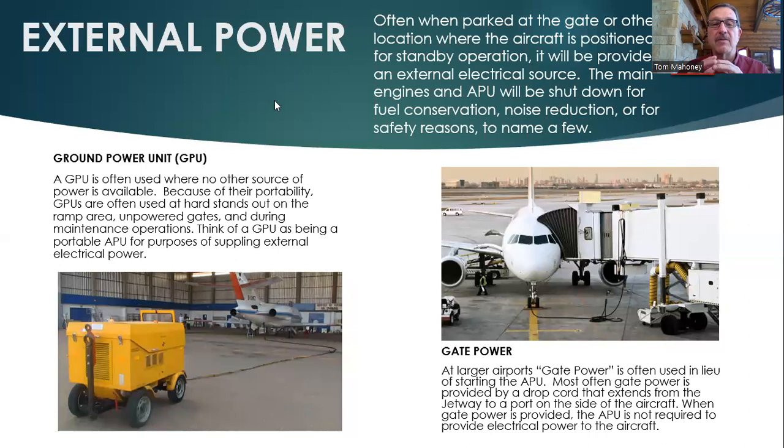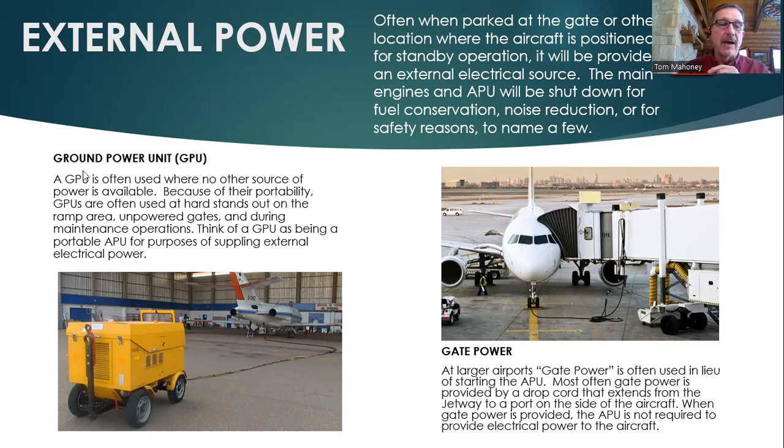And this will be a discussion on external power. This is not in your iPad. This is not specifically related to the CRJ 700. So this is just a little bit more additional information. External power is used for the purposes of providing electrical power to the aircraft when the APU is shut down and the engines are not running. Why would we do this? Well, fuel conservation, noise reduction, and for other safety reasons, just to name a few.